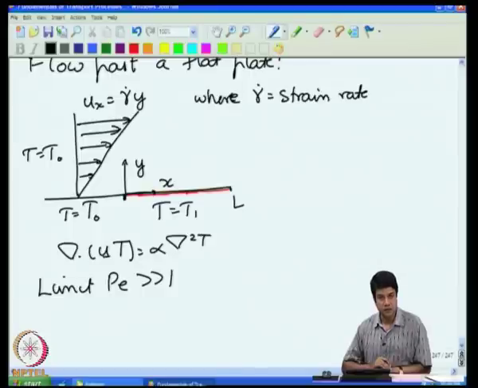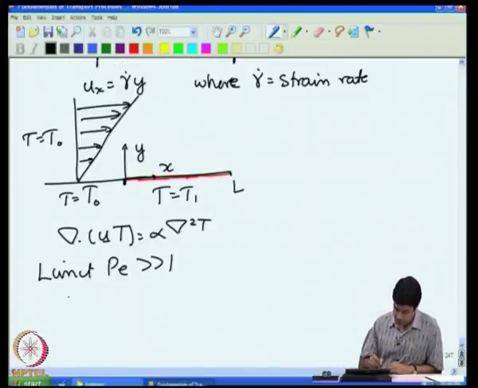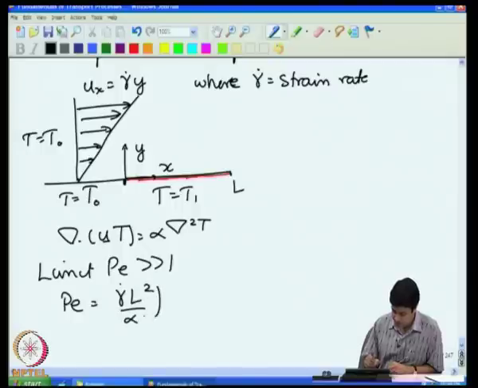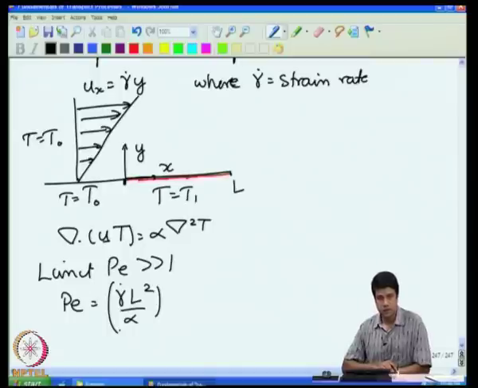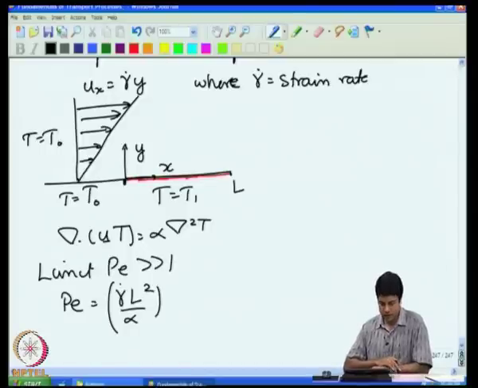That means that I can create a dimensionless number, which is the ratio of convection and diffusion: the Peclet number is equal to gamma dot L square by alpha. So, this gives me the ratio of convection and diffusion in this particular case.